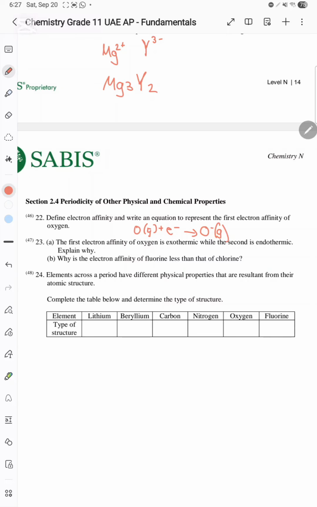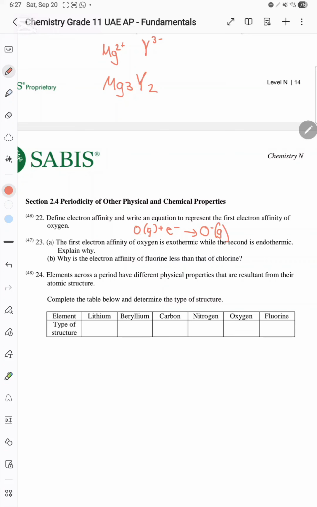Now the first electron affinity of oxygen is exothermic, while the second is endothermic. It's because adding an electron to a negative ion leads to repulsion, so you need energy to overcome this repulsion. But in the first, you don't need that energy, as there are no electron repulsions to repel it.